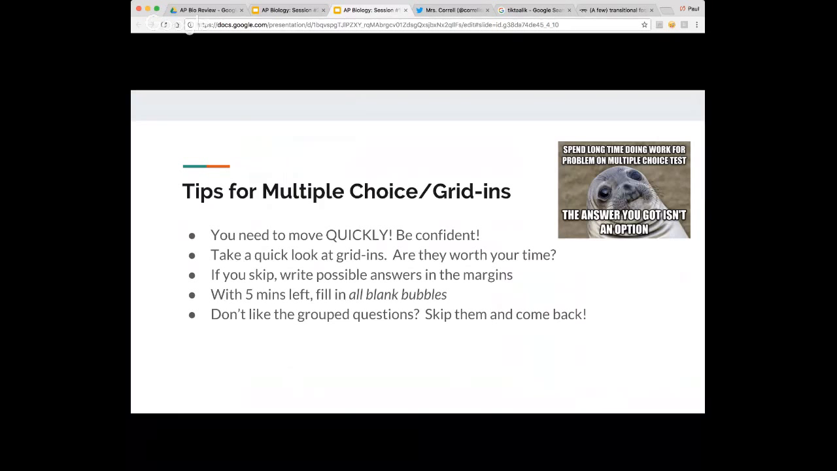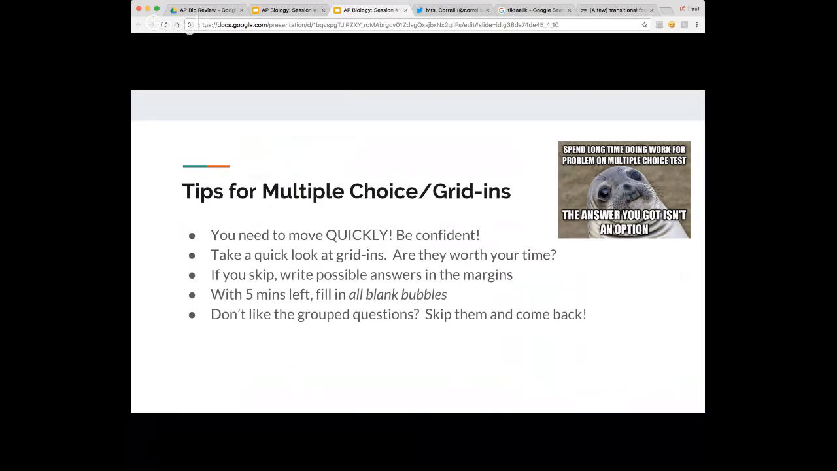In the old days, the AP exam used to actually take points off for incorrect answers, kind of like the old SAT. That's not true anymore. So make sure that you fill in something. And if you've gone through and you've put a possible answer for each question, you have a better shot.